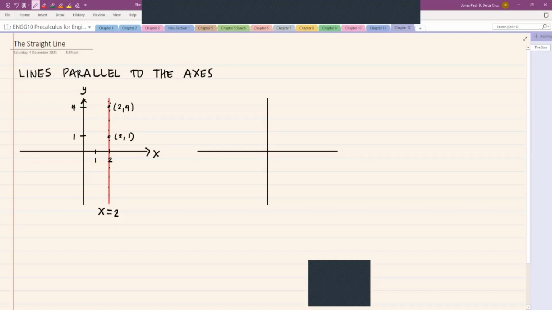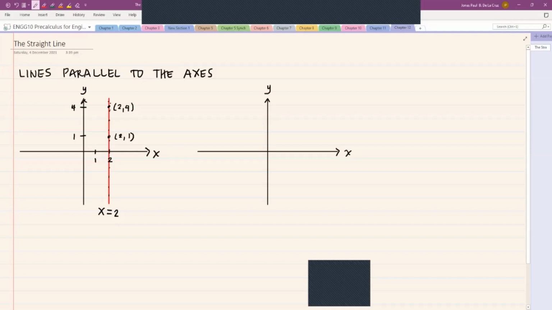So kapag vertical yung line natin, yung kanyang x-coordinate ay constant at x equals 2 dito. So ang line na ito ay mayroon siyang equation na x equals 2.